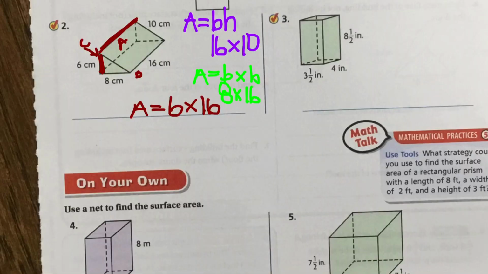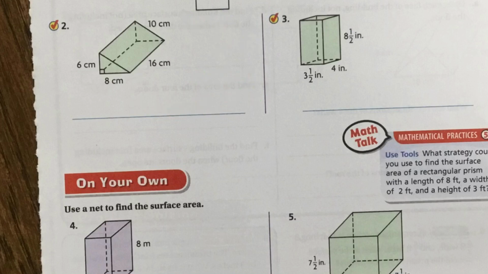Alright, now I have to find out the triangles. I found out all those rectangles. Now I'm going to find out the triangles. What is the formula for a triangle? Write it, please. Area equals 1/2 base times height. Alright, what's my base on this triangle? And what's my height? How do I know it's not 10? Because that's the slant, right? I'm looking for the ones that come together at a right angle.